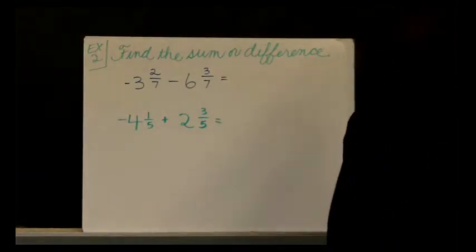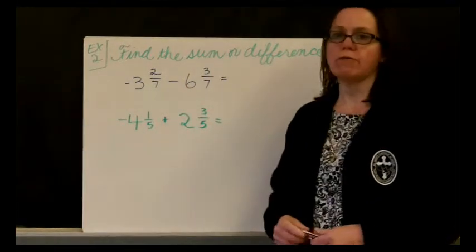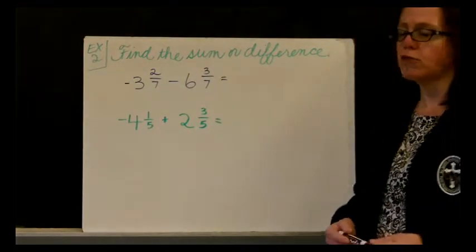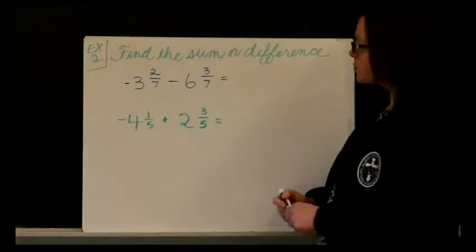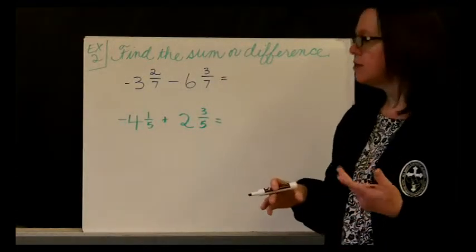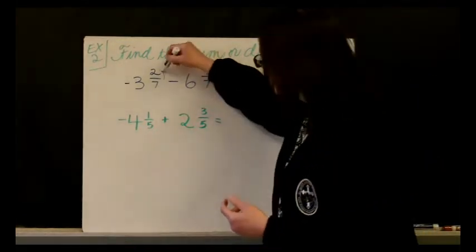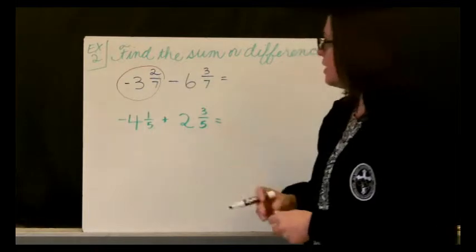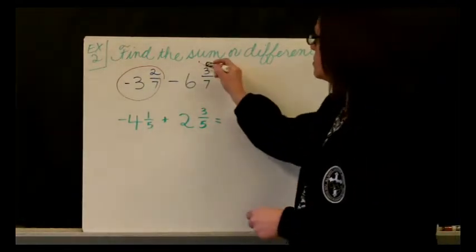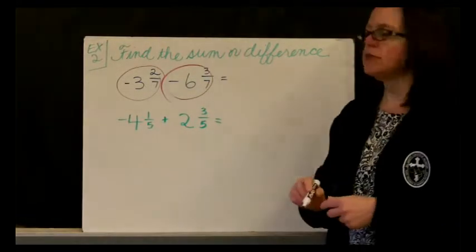We'll be doing the same thing here. We'll be finding the sum or the difference. Only this time we have mixed numbers instead of just fractions that were less than 1. Again, this is all about recognizing the fact that these are separate terms, and you want to see that here what we have is a negative 3 2/7, and we have a negative 6 3/7.